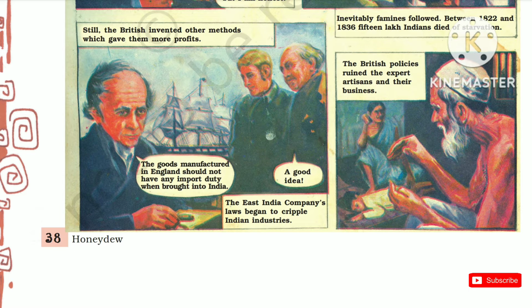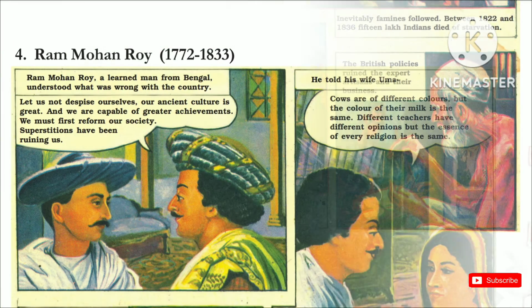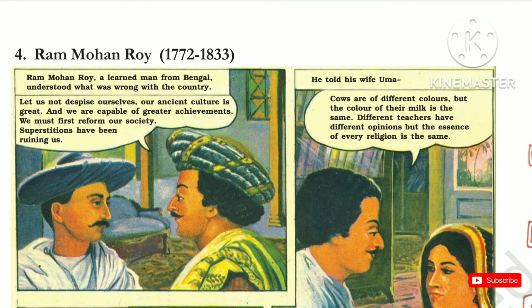The British policies ruined the expert artisans and their business. 4. Ram Mohan Roy, 1772 to 1833. Ram Mohan Roy, a learned man from Bengal, understood what was wrong with the country.